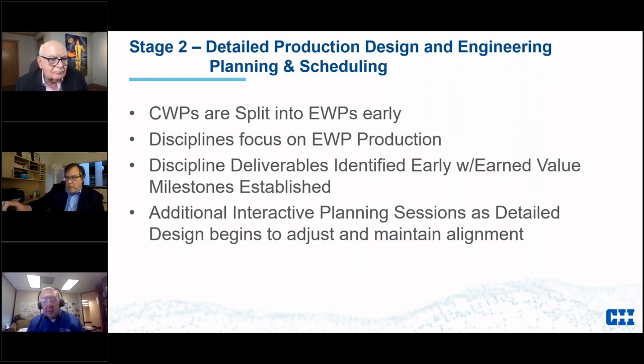Okay, we talked about it earlier, but we start out with CWPs. Now engineering, after the interactive planning, their job is to take that CWP and break it into engineering work packages, and we're going to schedule by engineering work package. So they're going to focus on production. Deliverables are identified early, and we have earned milestones based on whether it is a complete design in check, issued for approval, or issued for construction. So they get earned value based on that.